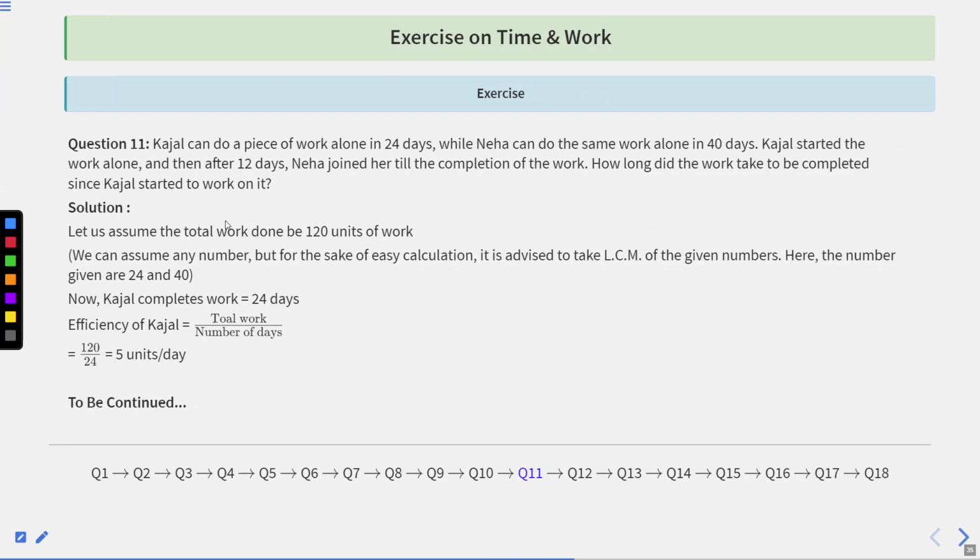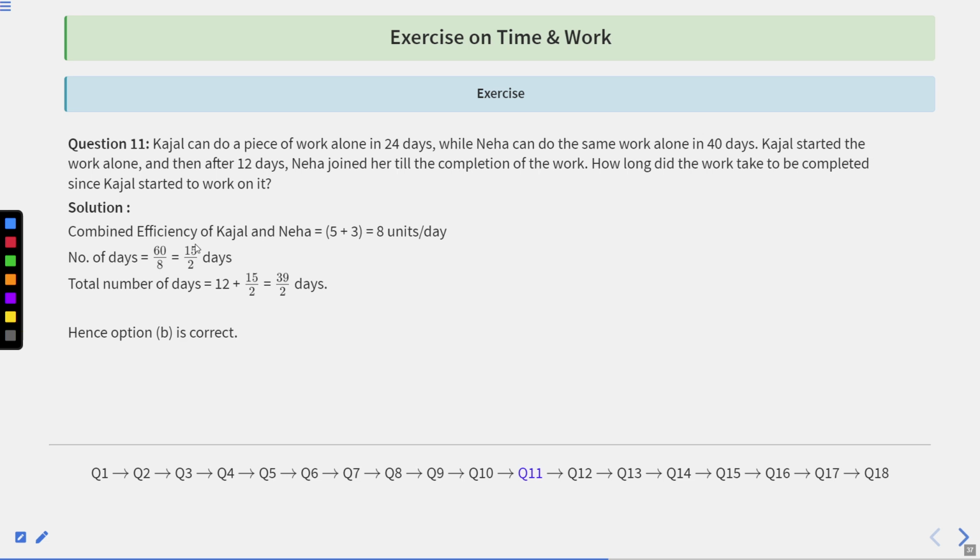So let us assume the total work to be 120 units of work. We can assume any number, but for the sake of easy calculation, it is advised to take the LCM of the given numbers. And here the numbers given are 24 and 40. Now, Kajal completes the work in 24 days, so the efficiency of Kajal will be total work upon number of days. So that is 120 upon 24, that is 5 units per day.